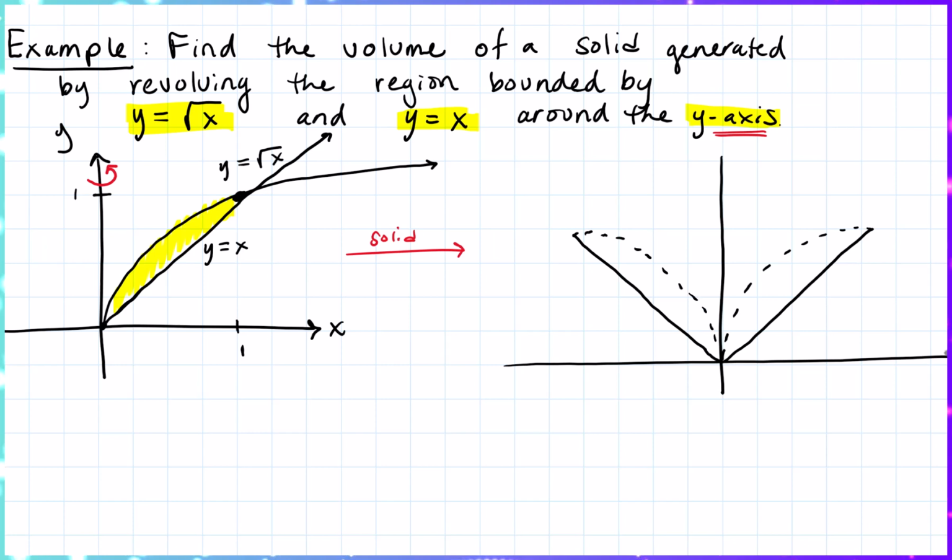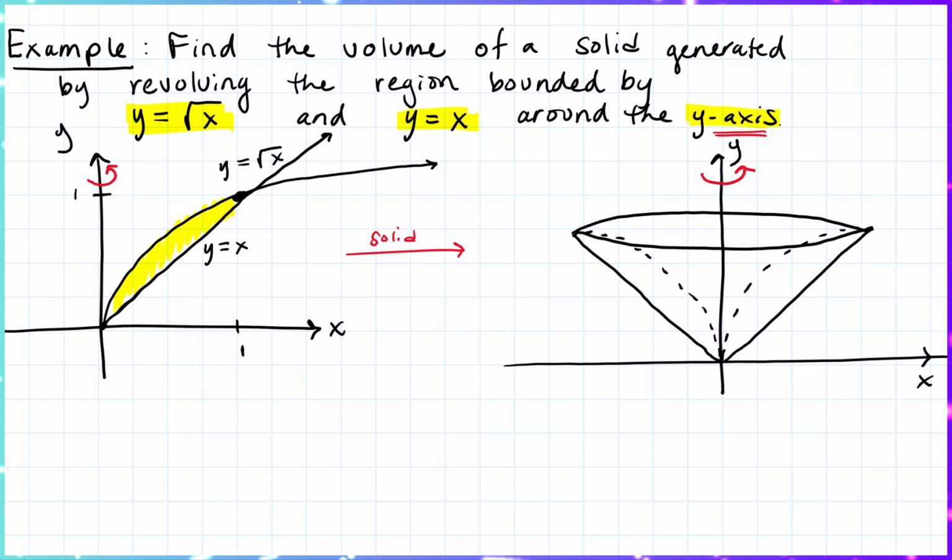You can use dash lines like I'm doing here, and that's going to be behind the wall of the solid. We're going to create almost like a vase that you could put your hand into, but the walls of the vase have some thickness to them. They kind of bulb out on the sides. So that is what our solid looks like, and our axis of revolution is right here on the y-axis. This is our x-axis, this is our y-axis.